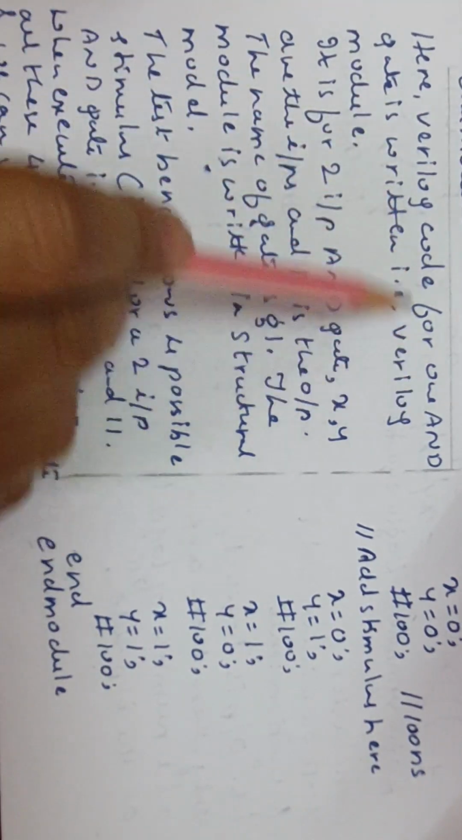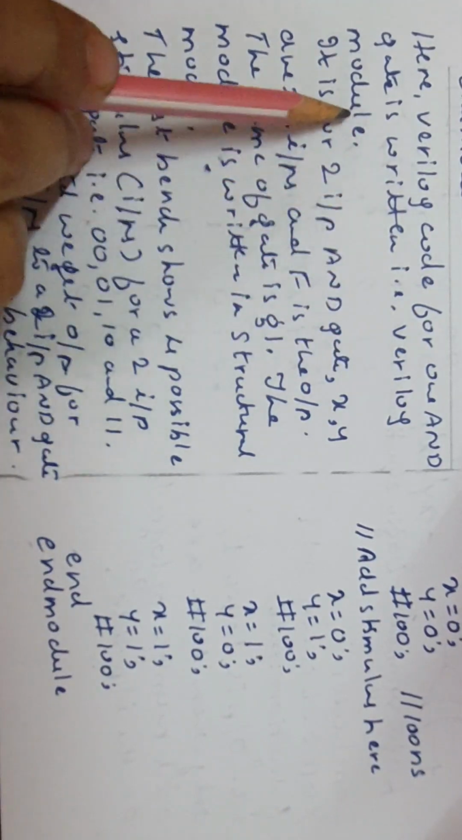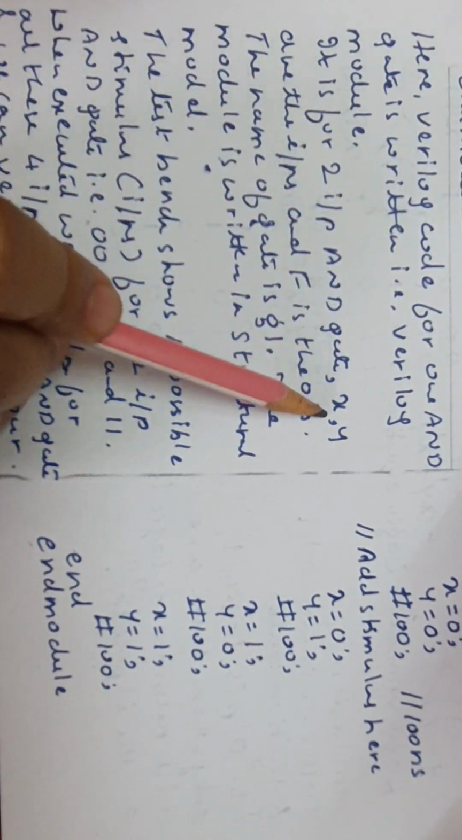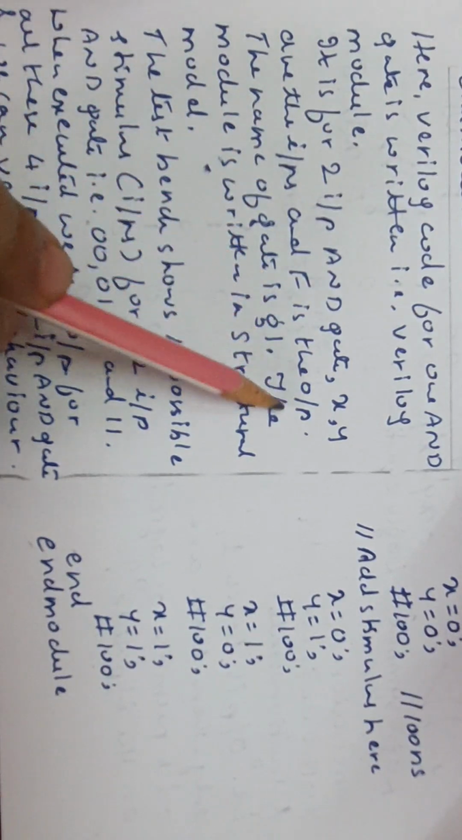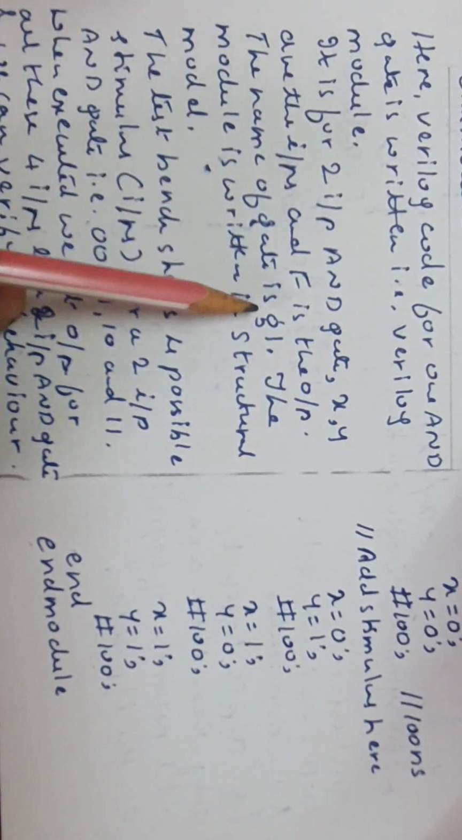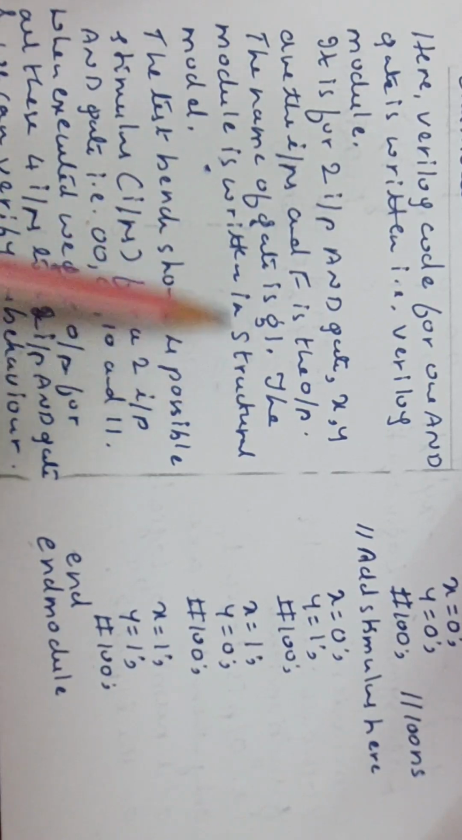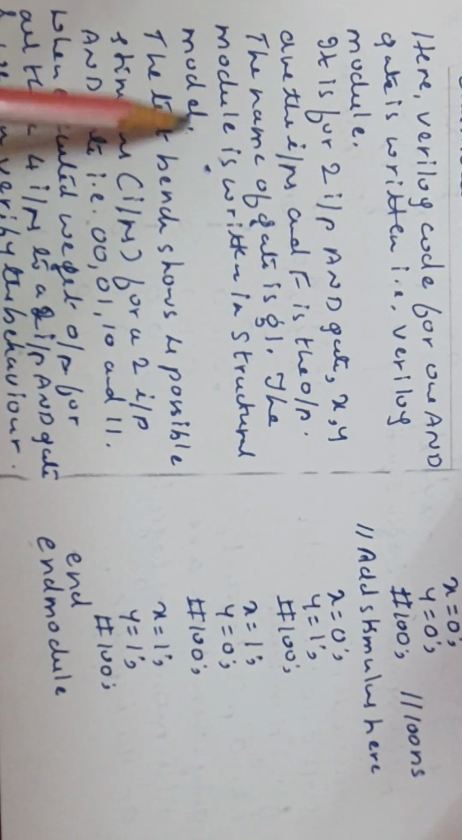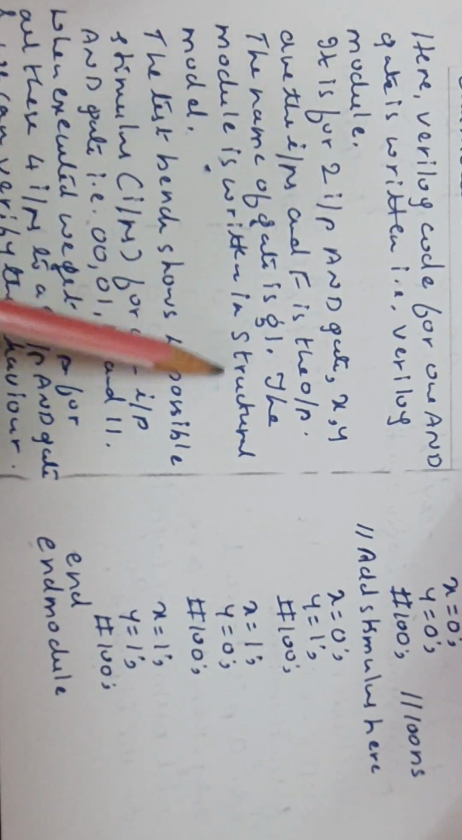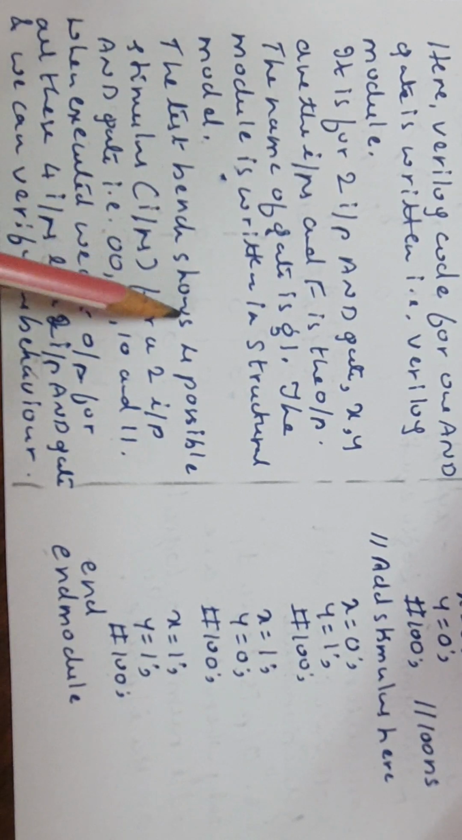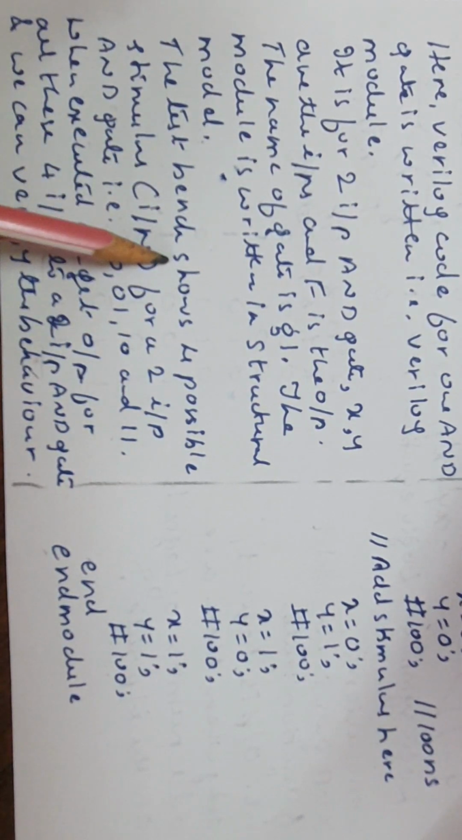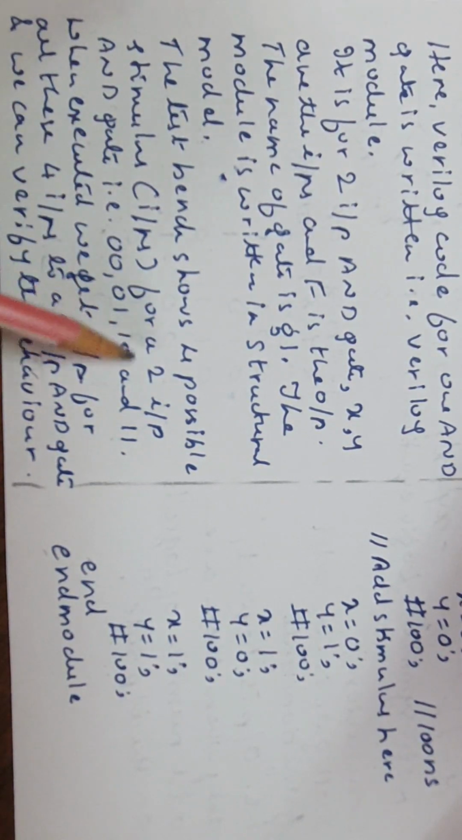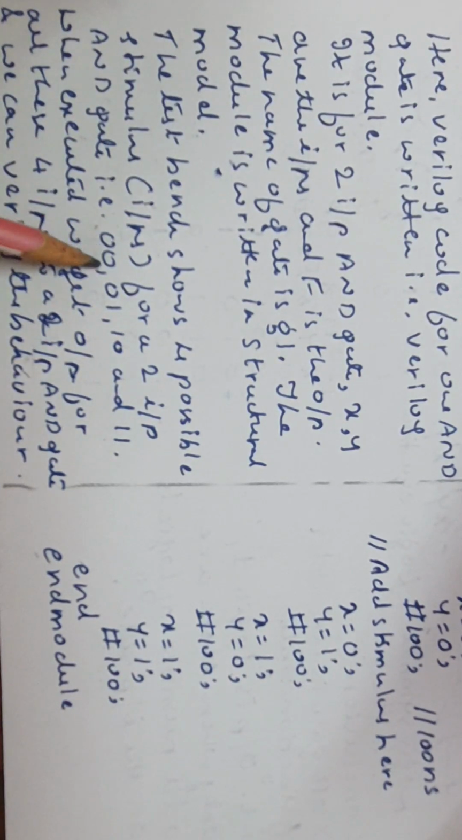Here Verilog code for one AND gate is written, that is the Verilog module. It is for a 2 input AND gate, x, y are the inputs and f is the output. The name of the gate is G1. The module is written in structural model. So AND, using a reserved word we are writing, that kind of writing a Verilog program is structural model. The test bench shows, that is the second program, 4 possible stimuli for the 2 input AND gate. So 00 is given by the software. We have to type these three, 01, 10, 11.